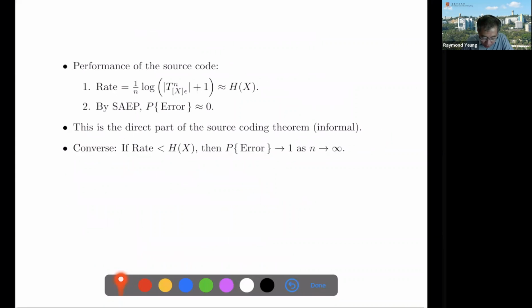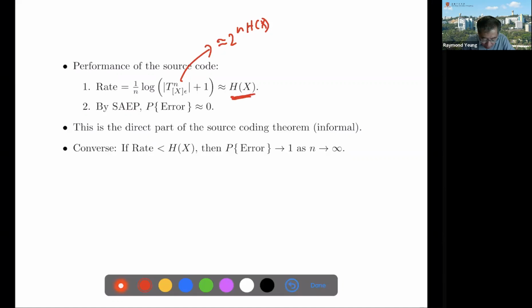Now the rate of the code is equal to log of the size of the typical set plus 1, because you need a dummy index 0, and then you need that many bits to represent the index, if you use 2 as the base of the logarithm. The rate is this logarithm divided by n. Asymptotically, this is approximately 2 to the power n times entropy of X. Then you take the logarithm and divide by n, and you get back the entropy of X. So the rate is approximately equal to the entropy of the generic random variable.